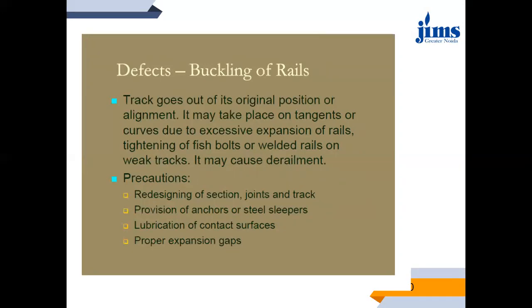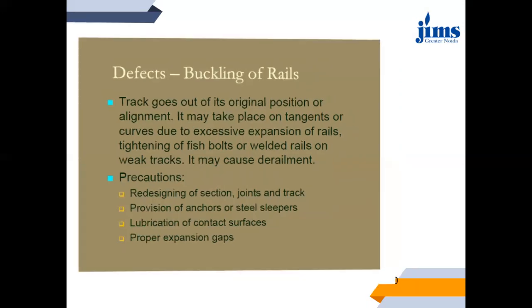Precautions can be taken in order to avoid this buckling of rails, like redesigning of sections, joints, and tracks. Then provision of anchors or steel sleepers can be made. Then lubrication of contact surface can be done so that buckling doesn't arise. Then proper expansion gap should be given at the joints of the rail section.